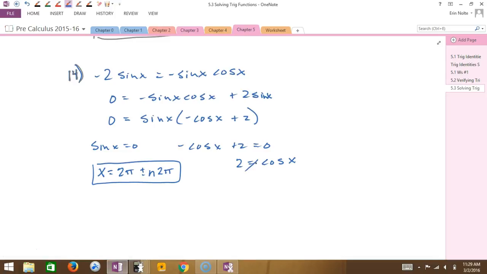Oh, I missed something. Did anybody read the directions? Minor details of those directions. So at the top of it, it says, solve the equation on the interval between 0 and 2 pi. So if we're only looking at 0 and 2 pi, how does that affect my answer here?